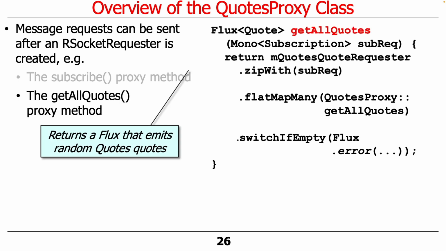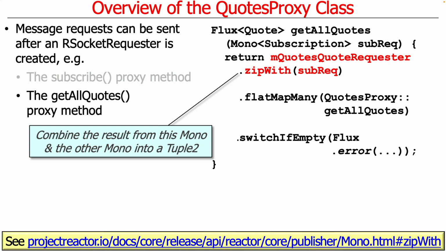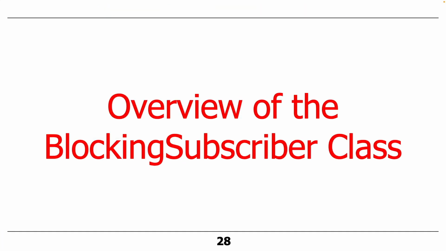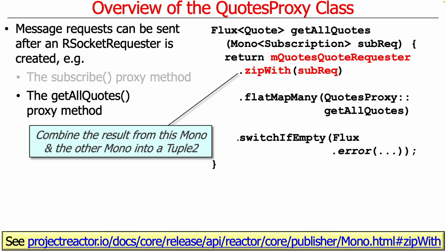Then the other proxy method we're going to look at real quick is the getAllQuotes method. And what that does is it uses a very cool mechanism called zipWith. zipWith takes 2 Monos. The first Mono is the one that's connected to the server. And the other is the subscription request that we pass in. And it's going to take those 2 things, and when they both emit, it's going to then forward to this next call, which somehow I seem to have omitted. But basically, it'll call the quotes proxy getAllQuotes. And we're going to take a look at that call when we look at the code in a second.